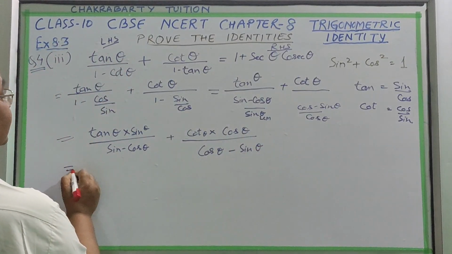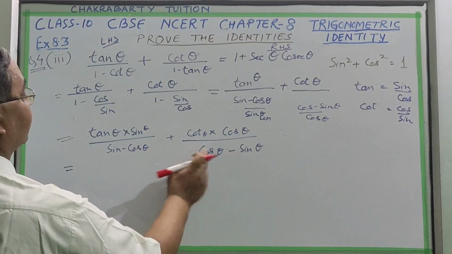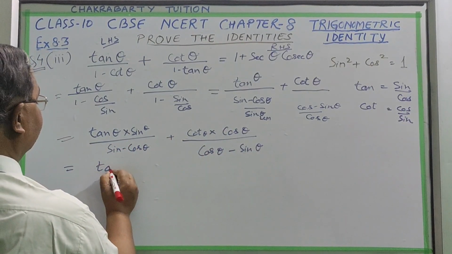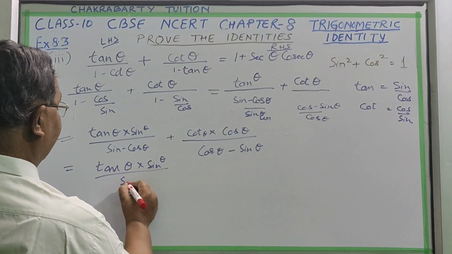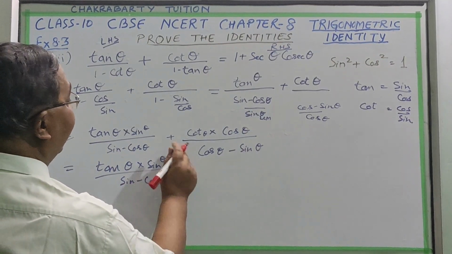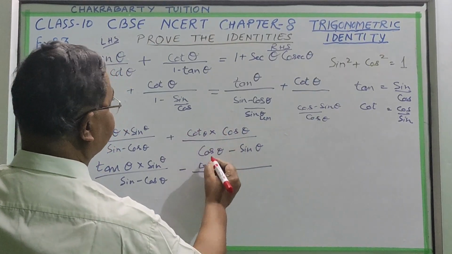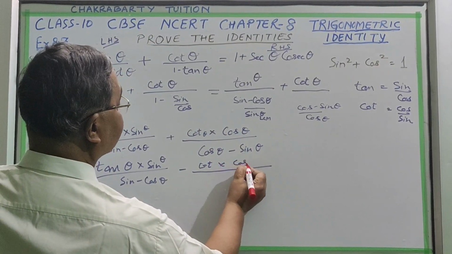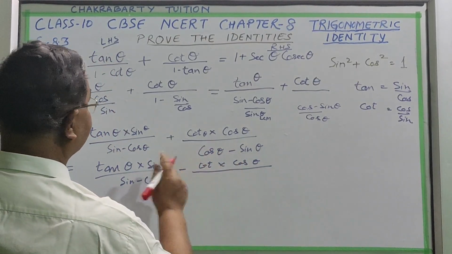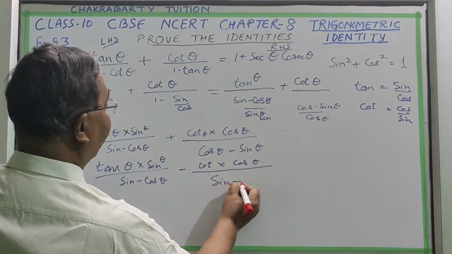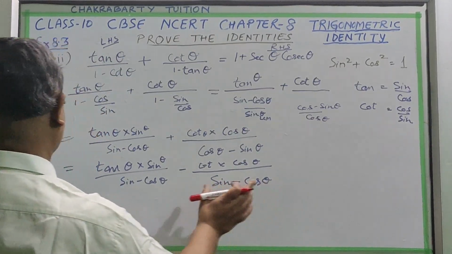Okay. Now our next step will be, this is the same, but this minus sign is not here. So we will change this sign. Tan theta into sine theta upon sine minus cos theta, and we will put a minus sign. This all will go here, cot into cos theta, and it will become minus. Its sign will become minus, it will become plus. So we can write it as sine minus cos theta. Okay. So this sign and this have agreed.